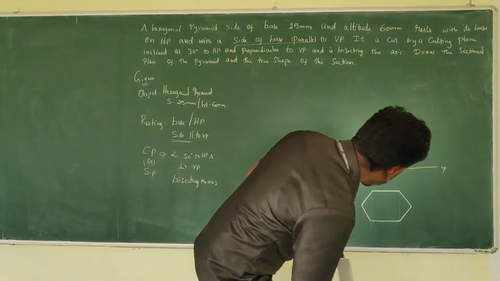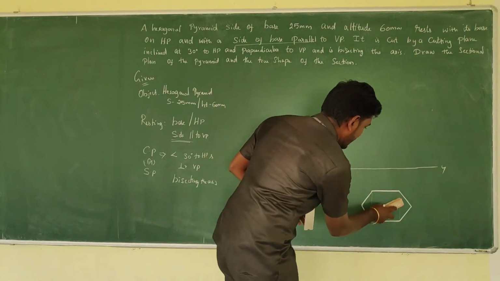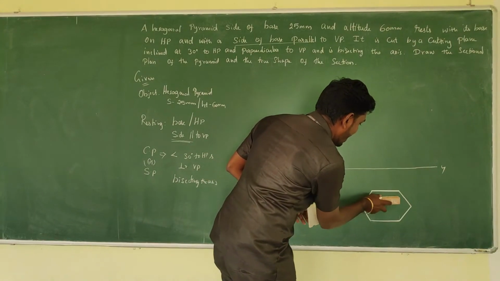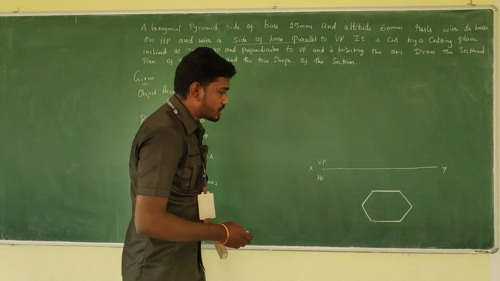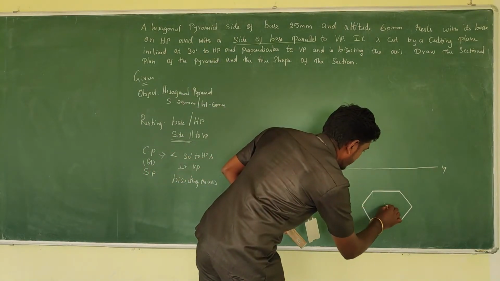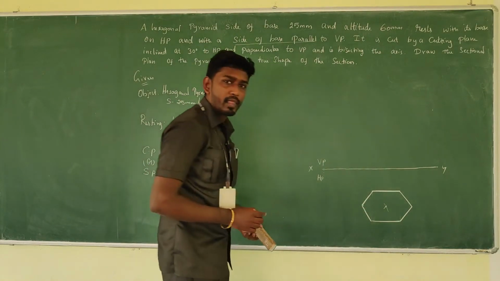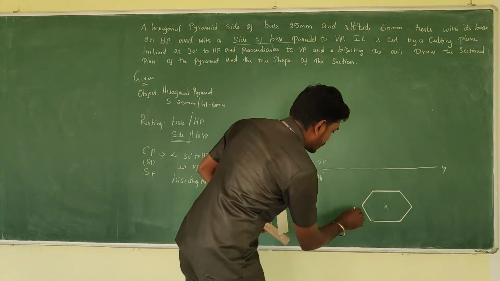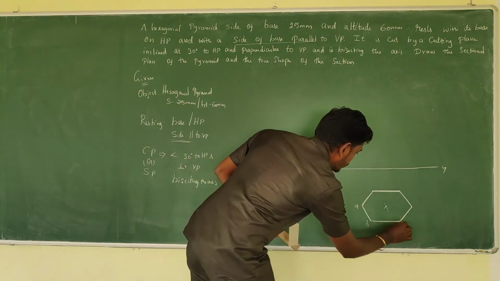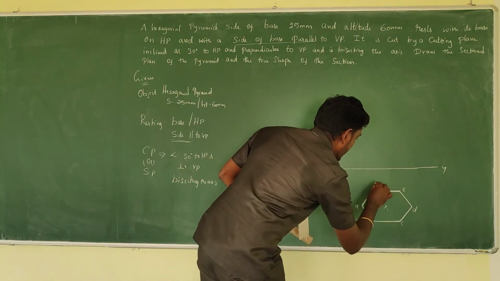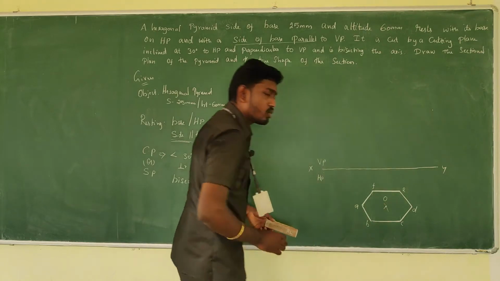Okay, fine. The hexagon, it's a pyramid, so we will have the apex. When you are constructing with the circular method, you will find the center. Okay, this is the apex. If I name this as A, B, C, D, E and this is F, this will be the apex O.